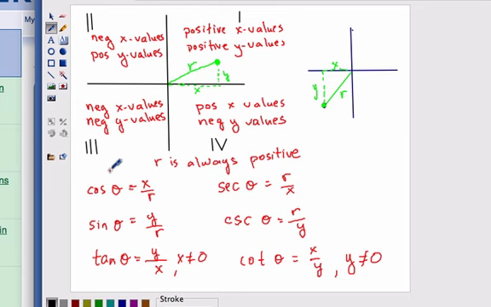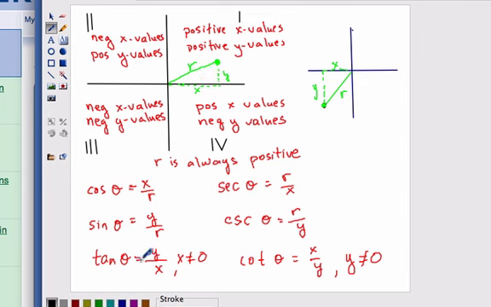Okay, so the other thing you need to remember is that the cosine of theta is x over r. R is always positive, so when I think cosine, I think x. So if x's are positive, then I'm looking at something in quadrant 1 or quadrant 2 where my x's would be positive. Sine of theta is y over r. Again, r is always positive, so I'm looking at y. So I associate sine with y, and you want to think about when y's are positive in quadrant 1 and quadrant 2.